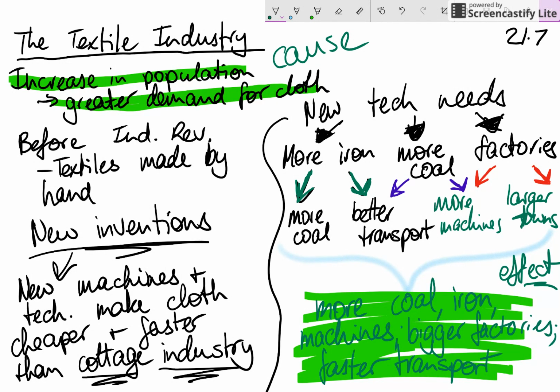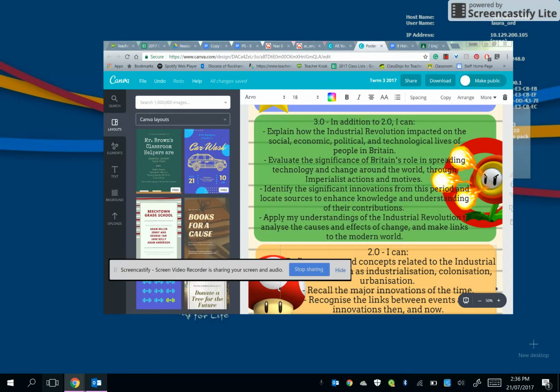So this is just looking at how the textile industry was a direct cause of the Industrial Revolution. Okay, sound good? Yep. Of course it sounds good. There we go.